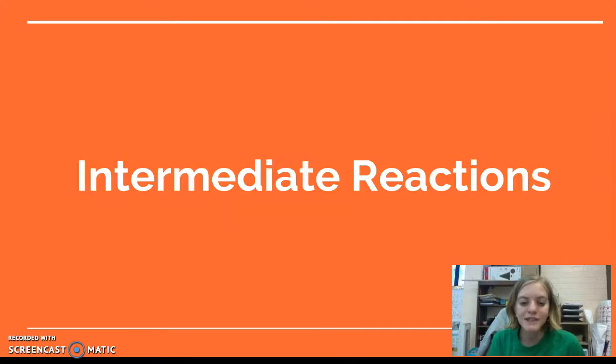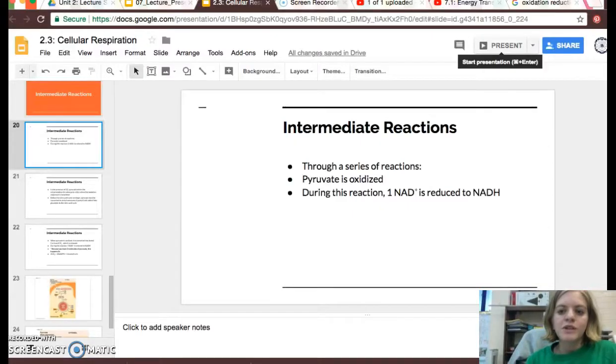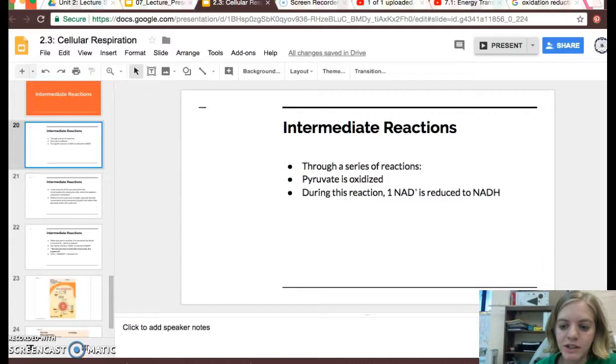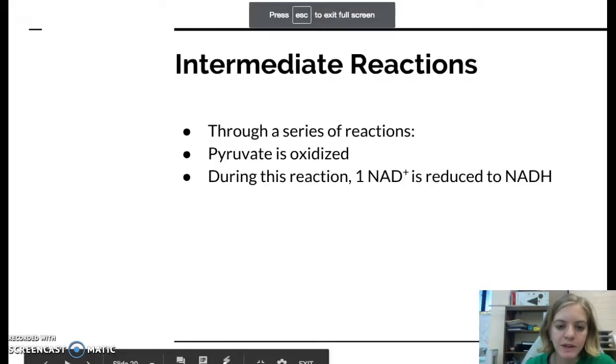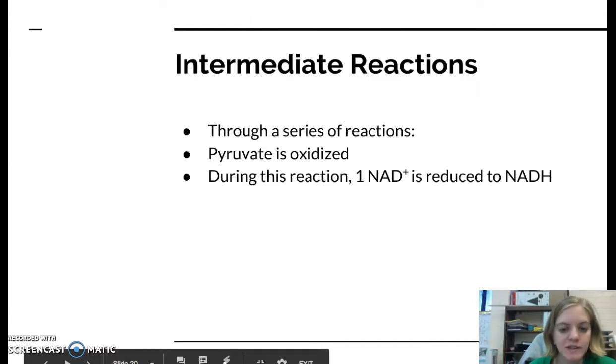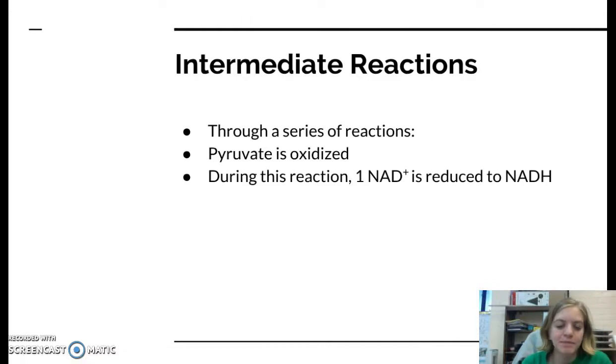So once glycolysis is finished, we have a small step known as the intermediate reactions. Because we can't actually use pyruvate to begin cellular respiration, we need to convert it into another molecule. We do this through something known as the intermediate reactions, which is a series of reactions that oxidizes the pyruvate and turns it into something that we can use for cellular respiration.